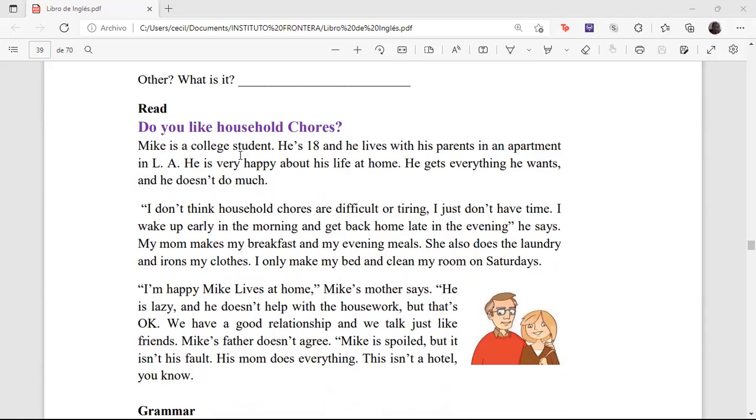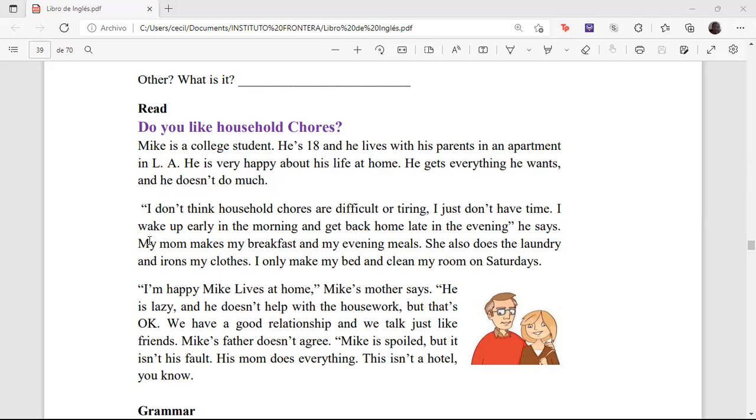Mike is a college student. He's 18 and he lives with his parents in an apartment in LA. He's very happy about his life at home. He gets everything he wants. He doesn't do much. I don't think household chores are difficult or tiring. I just don't have time. I wake up early in the morning and get back home late in the evening.